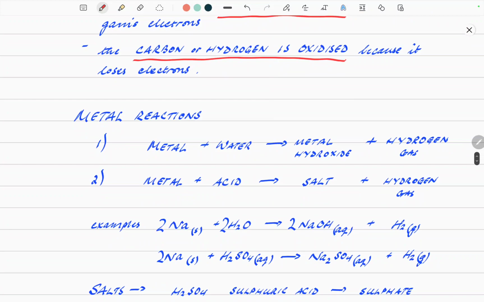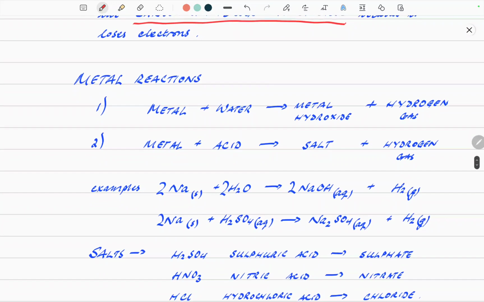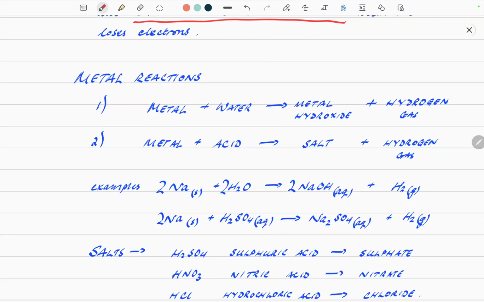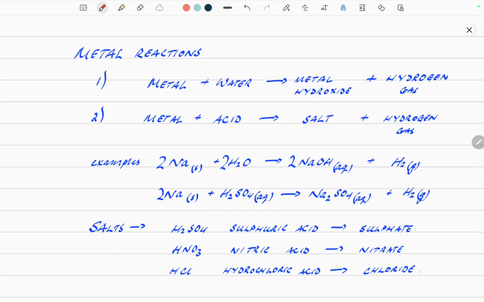All right. Now, the next thing that you need for your spec, generally across the board, all boards have the common element here, is metal reactions. Generally speaking, metal plus water will produce a metal hydroxide and release hydrogen gas. If it comes up in a question, sometimes they ask for the test for it. Remember, that is a squeaky pop. Similarly, metal plus acid will produce a salt plus hydrogen gas. Again, the same process.